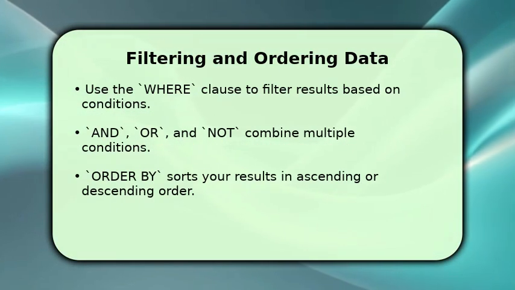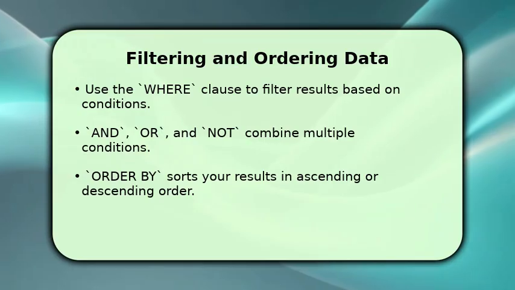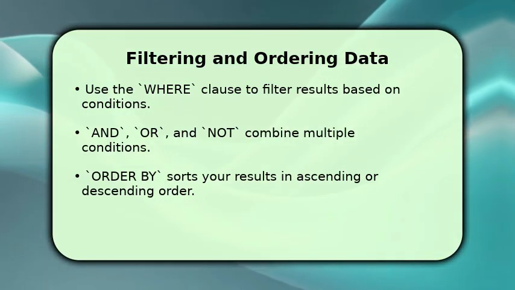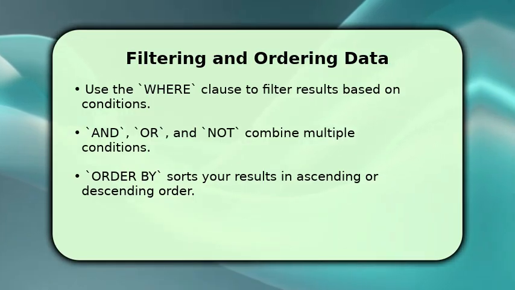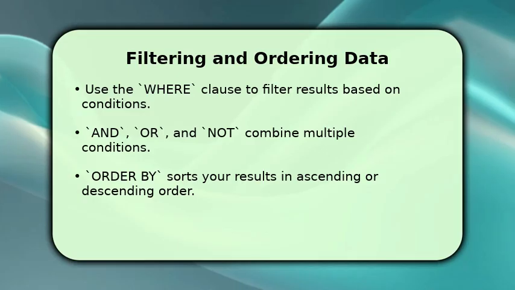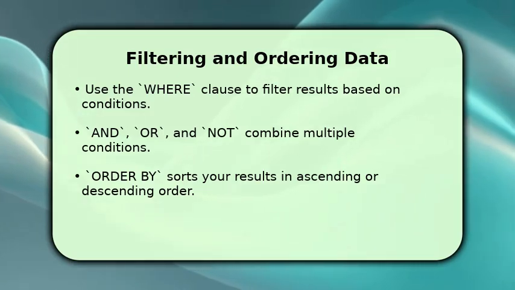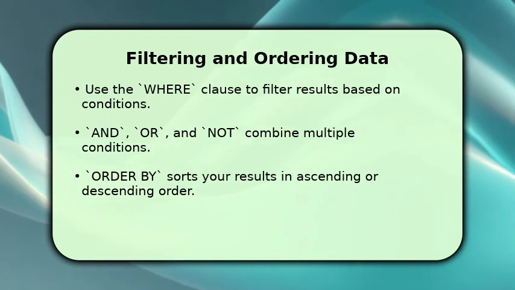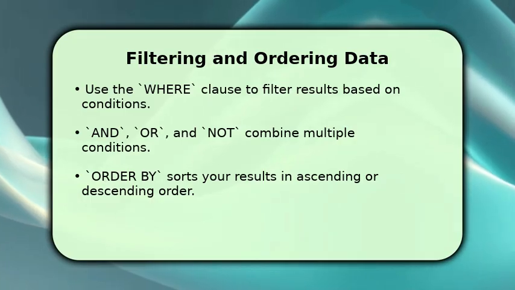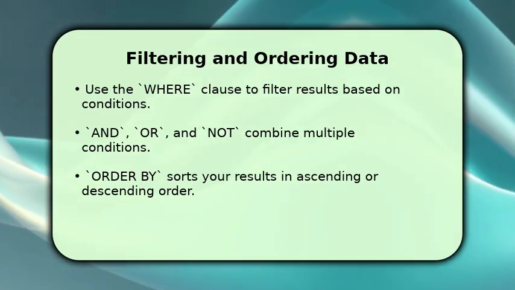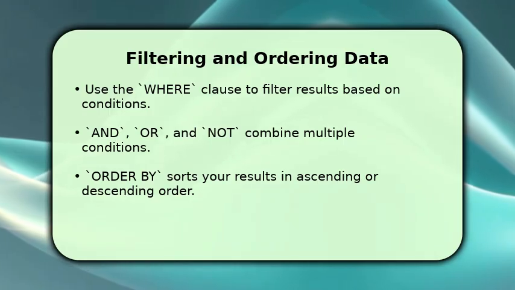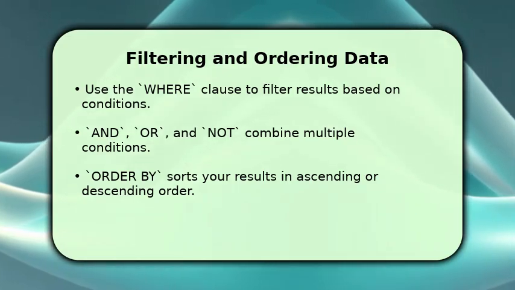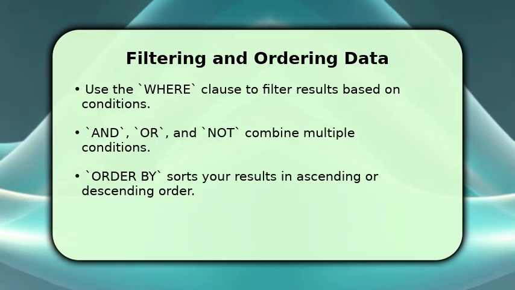Once you can retrieve data, you'll want to refine your results. The where clause is crucial for filtering, letting you specify conditions to include only relevant rows. You can combine multiple conditions using logical operators like and, or, and not for precise filtering. To organize your output, order by sorts your data in either ascending or descending sequence. Additionally, the limit clause can restrict the number of rows returned, which is useful for managing large datasets. These tools help you pinpoint exactly what you need.